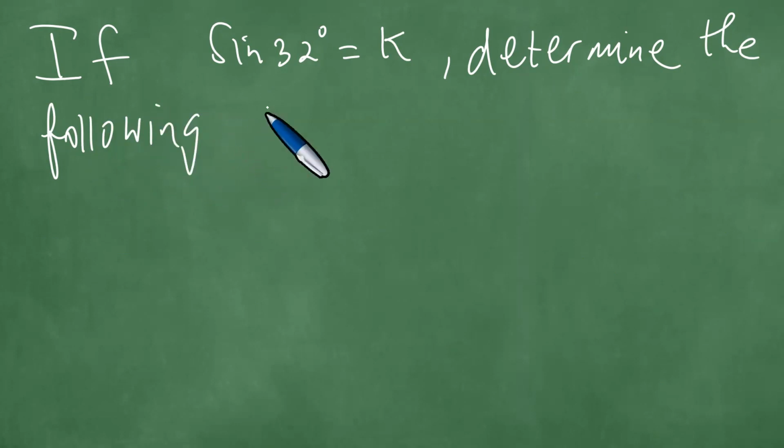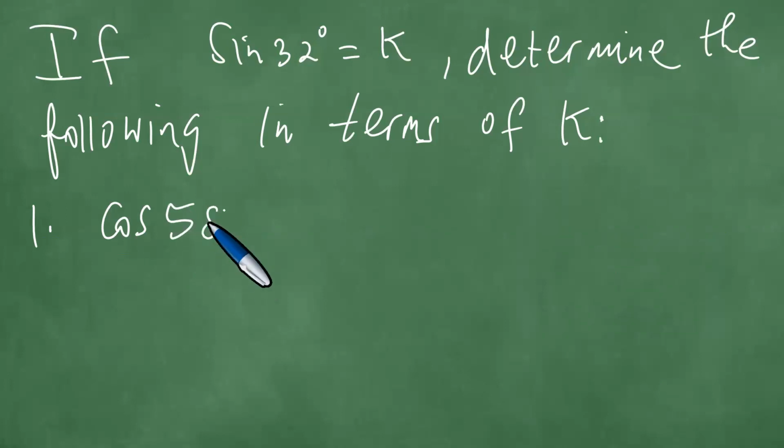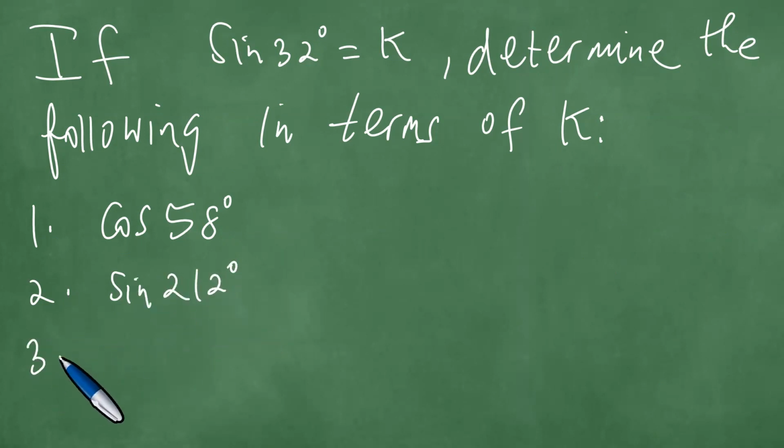Determine the following in terms of k. Right, number 1, cosine 58 degrees. Number 2, the sine of 212 degrees. Number 3, the tangent of 32 degrees.